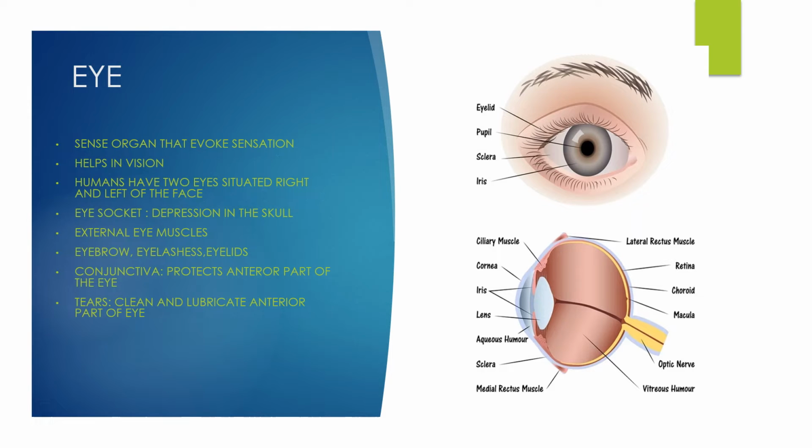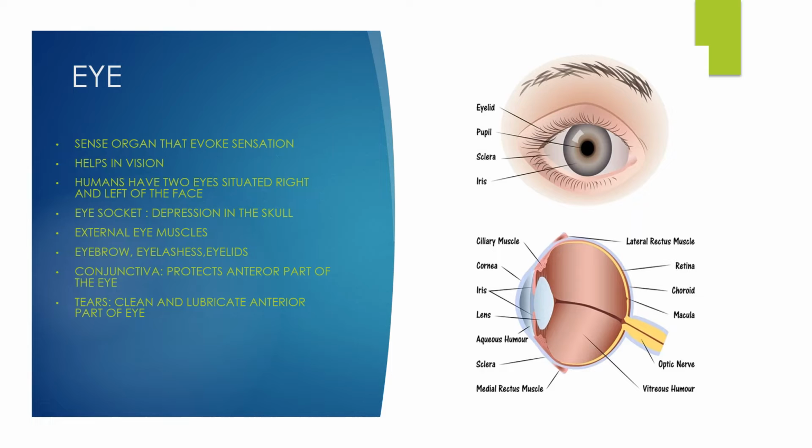Eyes are fixed into this eye socket by the help of external eye muscles. Surrounding the eyes, we can see the eyebrows, eyelashes, and eyelids. These all are involved in the protection of the eye. Eyebrows are seen in the upper region of the eyes. Numerous tiny hairs are present in the eyebrow region.